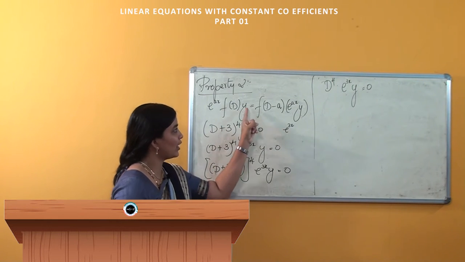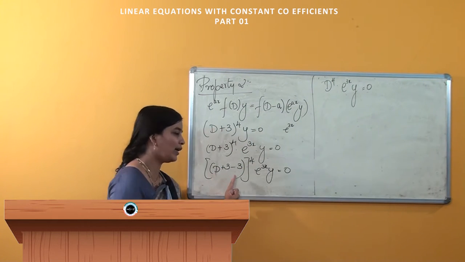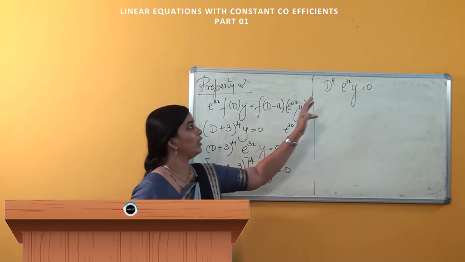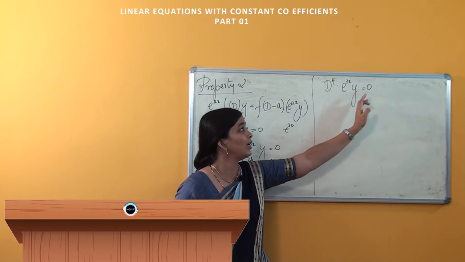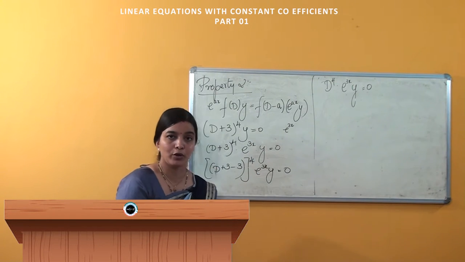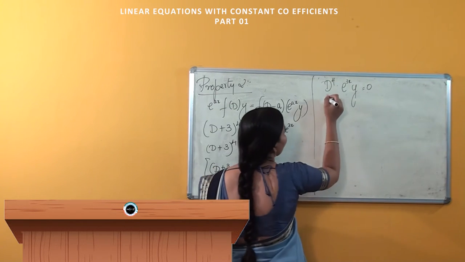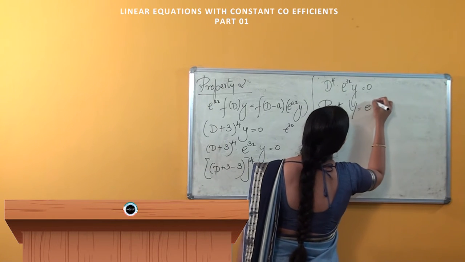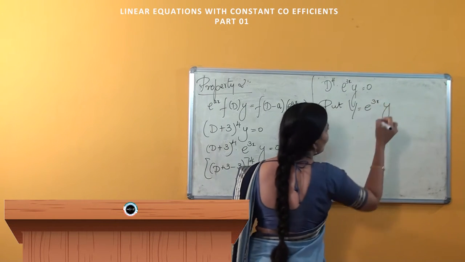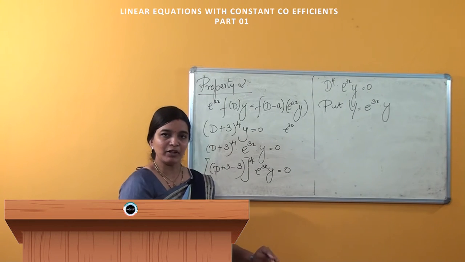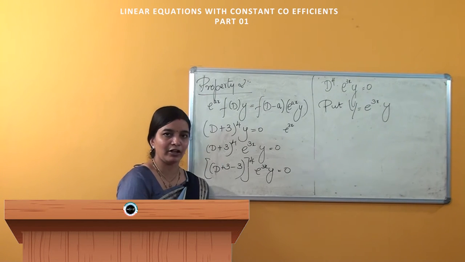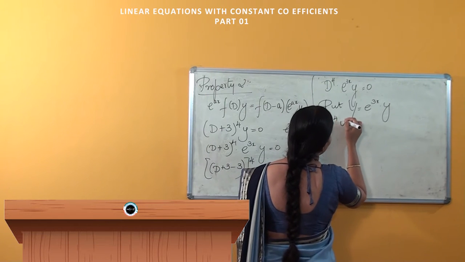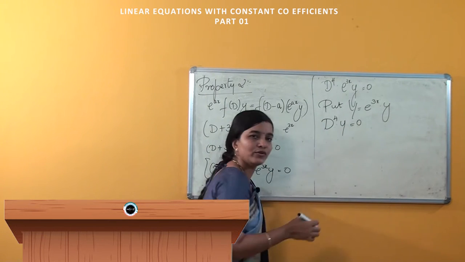So what we did is, f(D - a), we added and subtracted 3, so we obtained D^4 (e^(3x) y) = 0. Now, for simplification purposes, put capital Y = e^(3x) y. After simplification, we'll re-substitute the value of capital Y. So I'll get D^4 Y = 0.